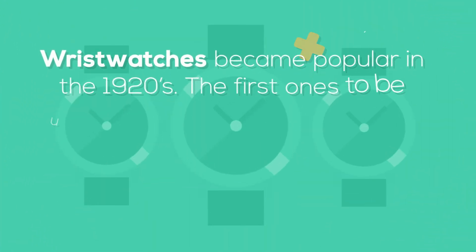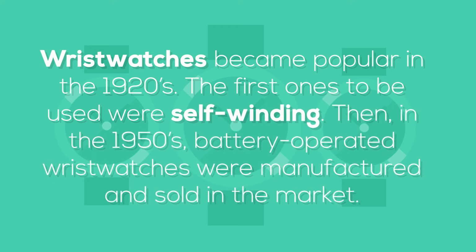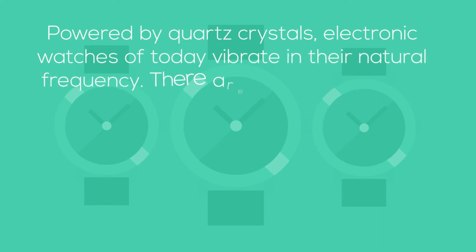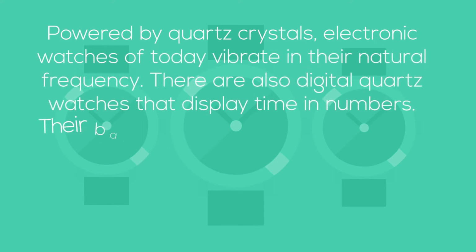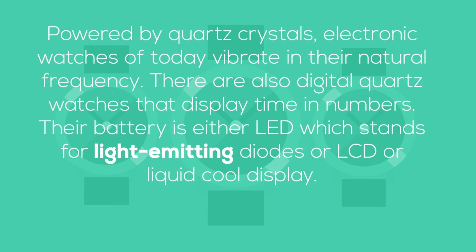Wristwatches became popular in the 1920s. The first ones to be used were self-winding. Then in the 1950s, battery-operated wristwatches were manufactured and sold in the market. Powered by quartz crystals, electronic watches of today vibrate in their natural frequency. There are also digital quartz watches that display time in numbers. Their battery is either LED, which stands for light-emitting diodes, or LCD for liquid crystal display.